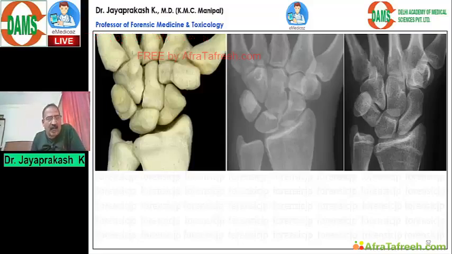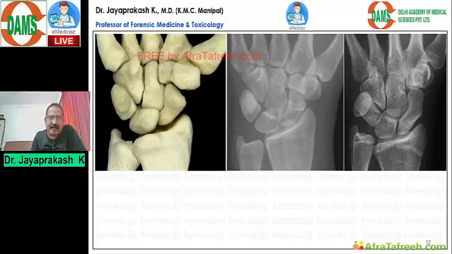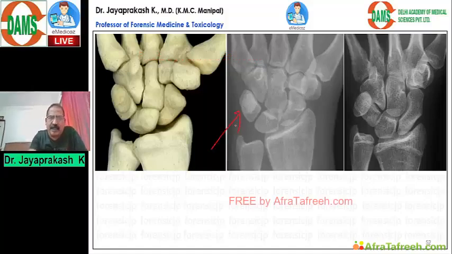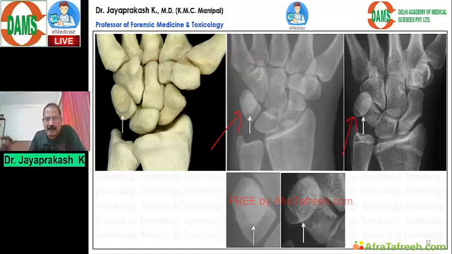Now, sometimes you get confused whether pisiform has appeared or not. That is because pisiform always overlaps over the triquetrum. Then you can see the double density. You see here a double density. If I enlarge, you can see overlapping of the bone. You have to look into that.